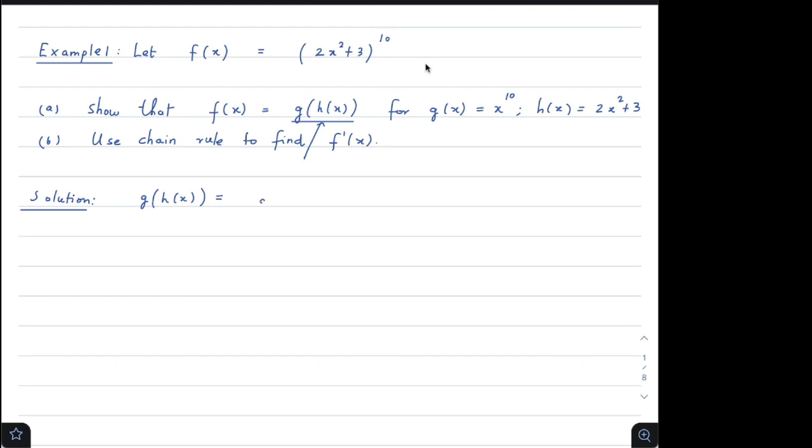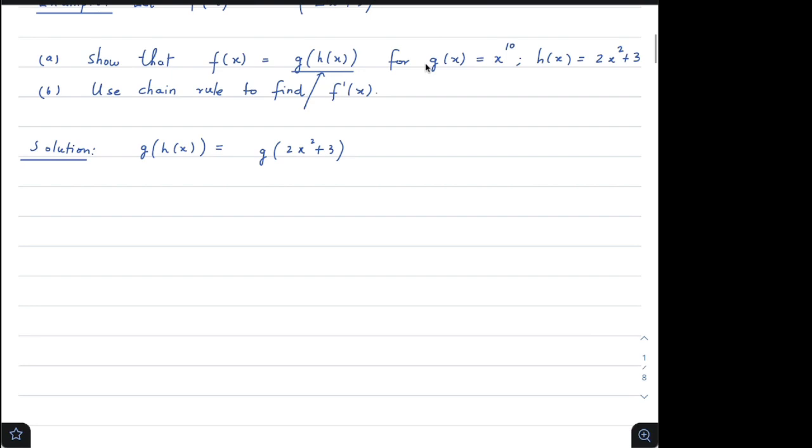This is the same as, and therefore you can see this is the same as f of x. So part A is done. We have verified that the function f of x is a composite function. The second part says find f prime of x.